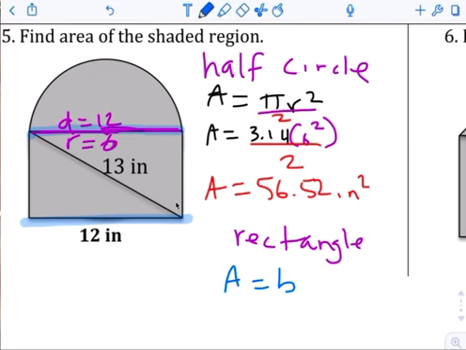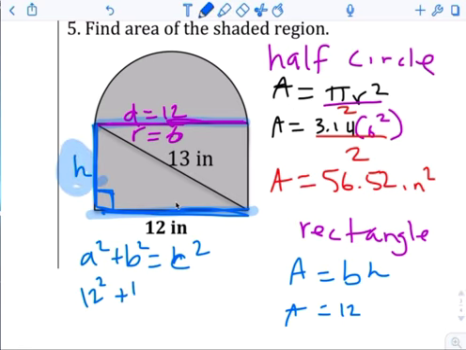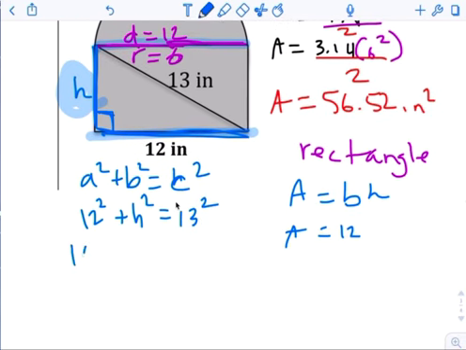Area is base times height. This is the base. Area is 12 times. This is the height. It's missing. So you need it. Height is missing. A squared plus B squared equals C squared. A is 12 squared plus B is the height. And C is 13 squared. 144 plus the height squared equals 169.